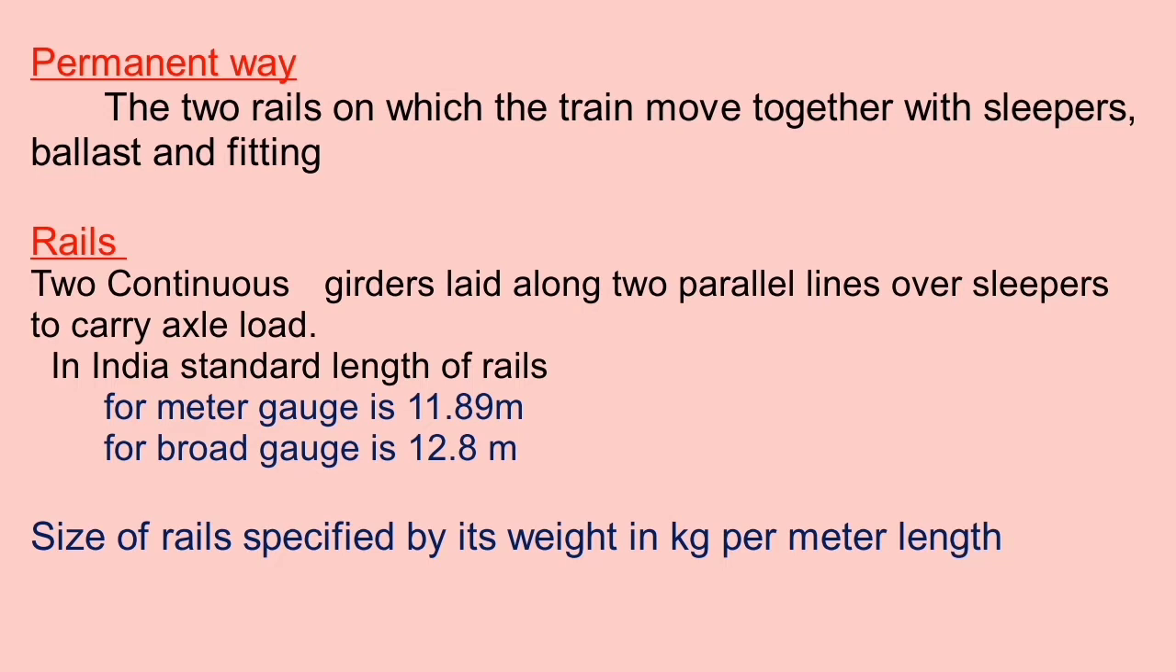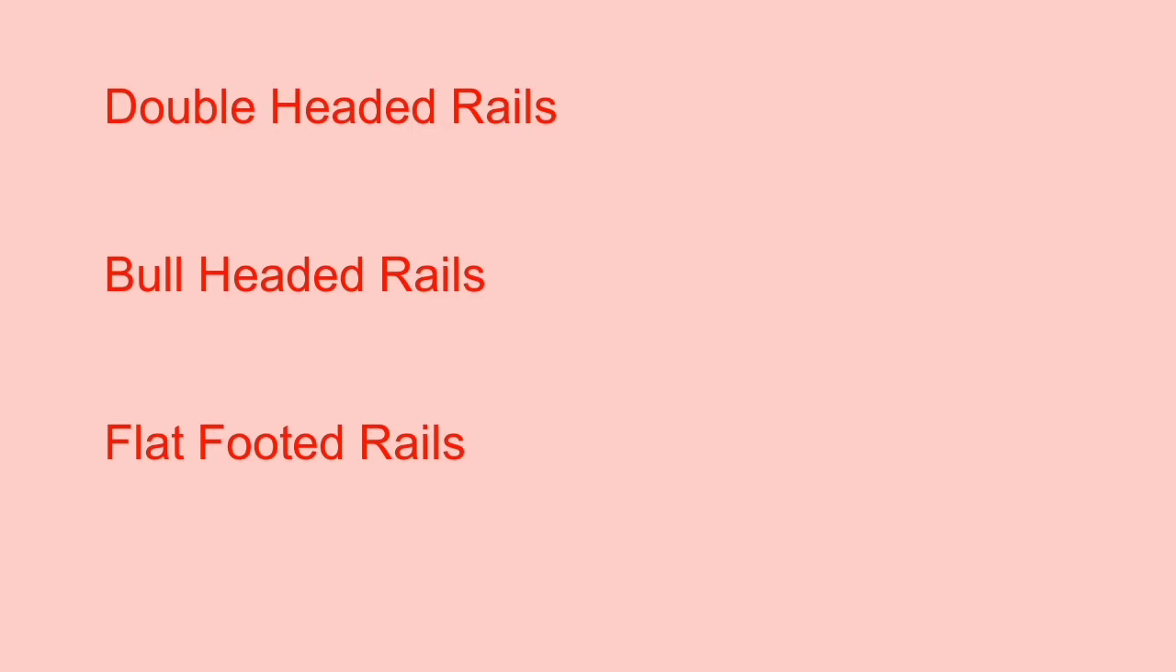In India, the standard length of rails for meter gauge is 11.89 meter and for broad gauge is 12.8 meter. The size of the rails is specified by its weight in kilogram per meter length. Three different rails used on Indian railways are double-headed rails, bull-headed rails and flat-footed rails. Now let us discuss double-headed rails.